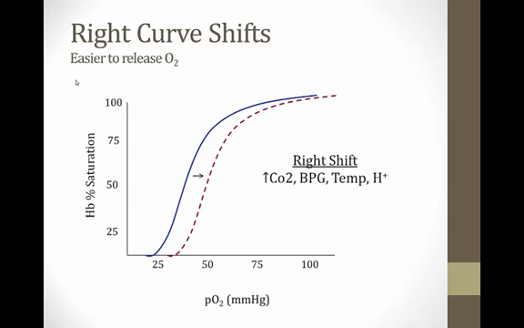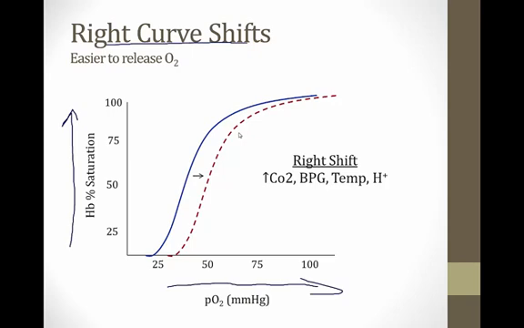So this gets us into a discussion of things that shift the hemoglobin-oxygen dissociation curve. And first we're going to talk about rightward shifts. So let's look at this picture down here. I've got the concentration of oxygen on the x-axis and the saturation of hemoglobin on the y-axis. The blue line is a normal hemoglobin-oxygen dissociation curve. The red line is a curve that's shifted to the right.